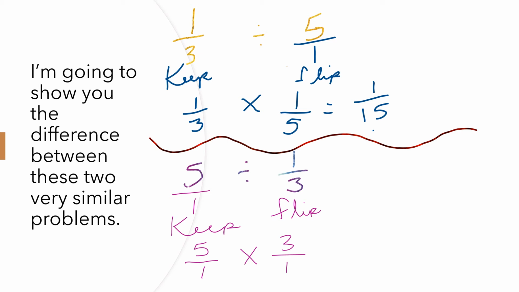Now you can tell the answers will not come out the same on these. 5 times 3 is 15/1. That gives me an answer that's a whole number. So the first example, the answer was 1/15, a unit fraction. The second example, my answer comes out to 15/1, a whole number. These are not the same. So it's really easy to get mixed up if you're flipping the wrong fraction.